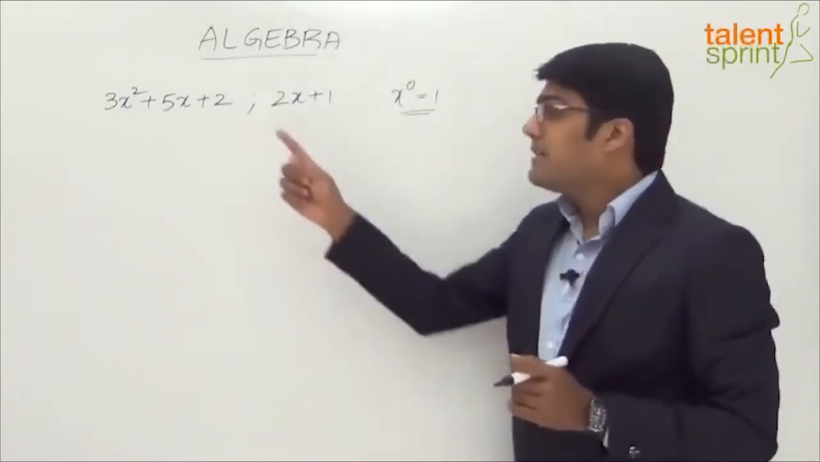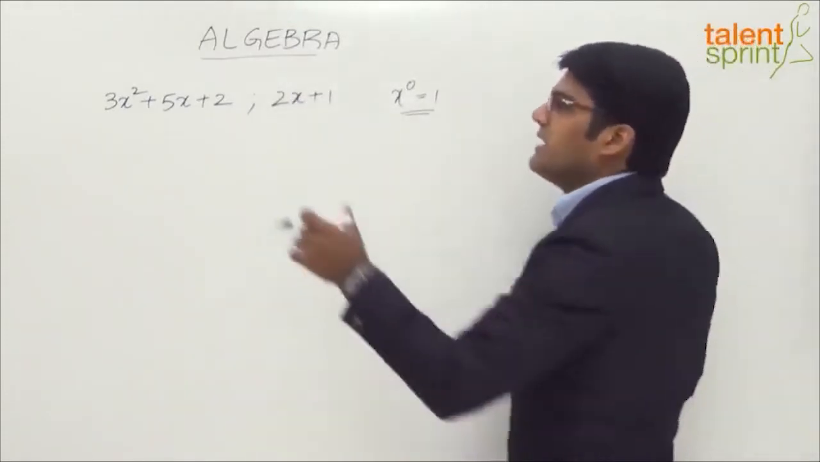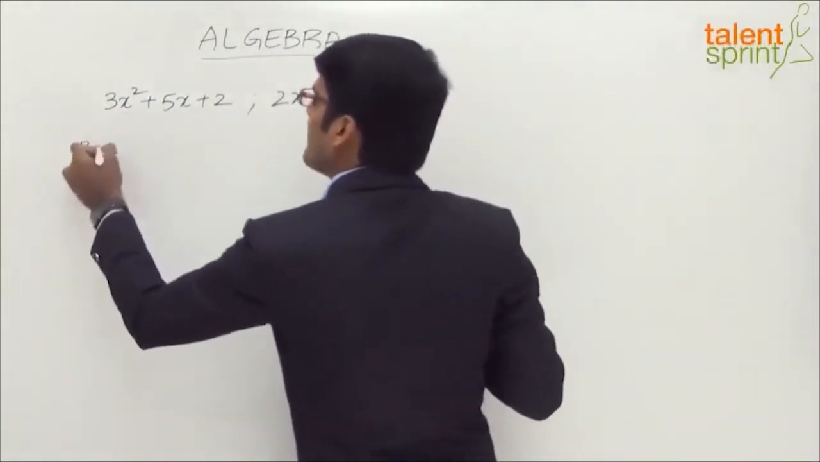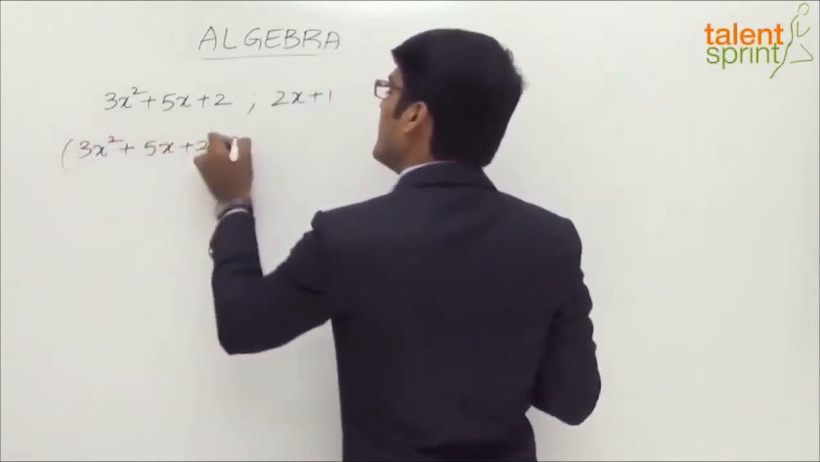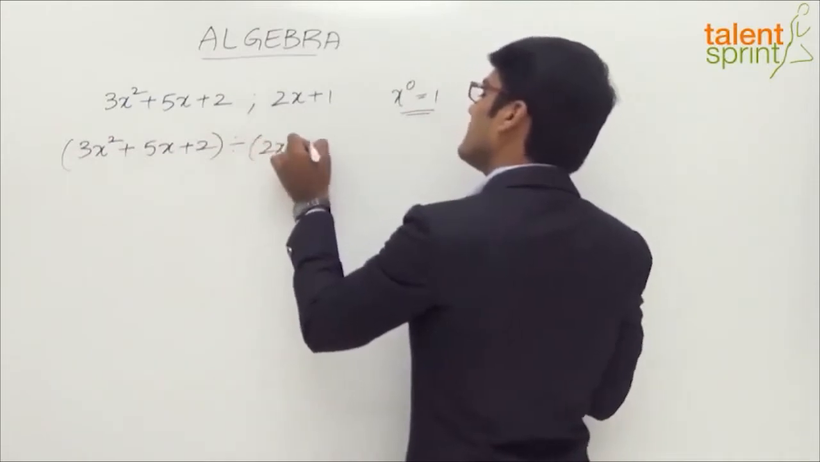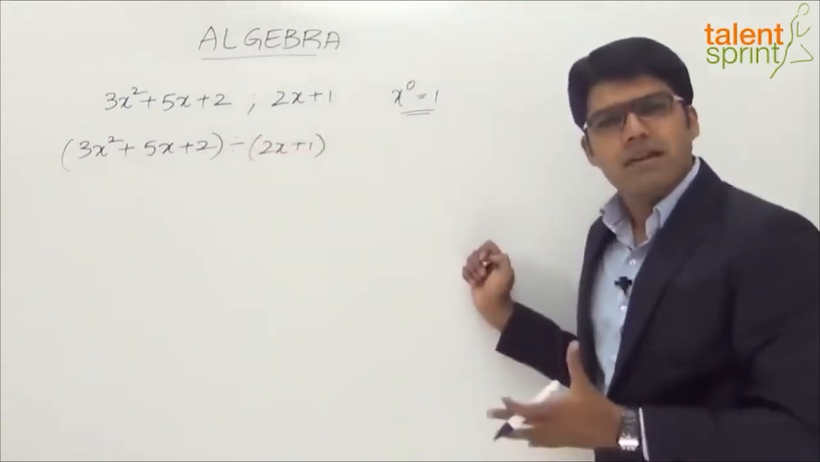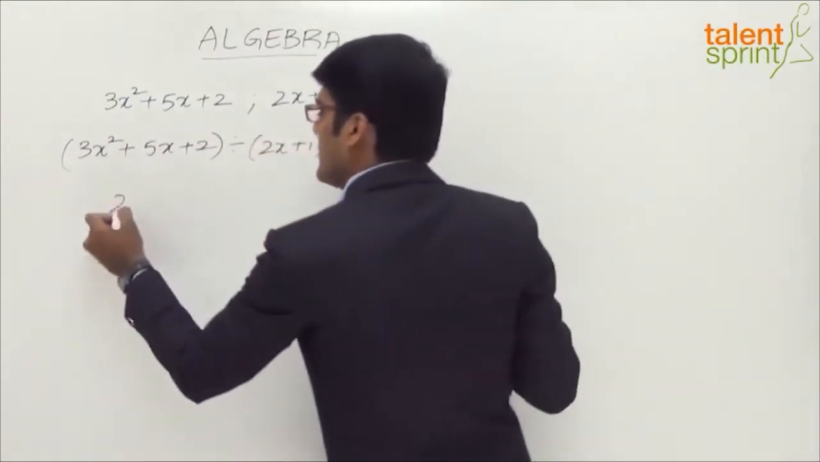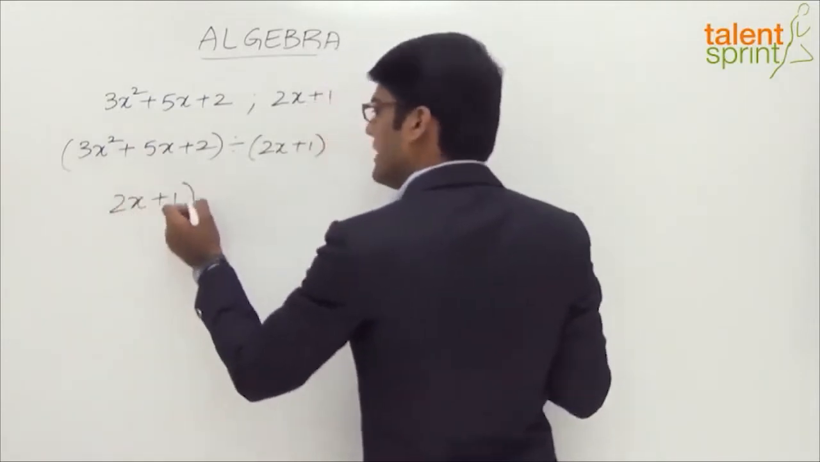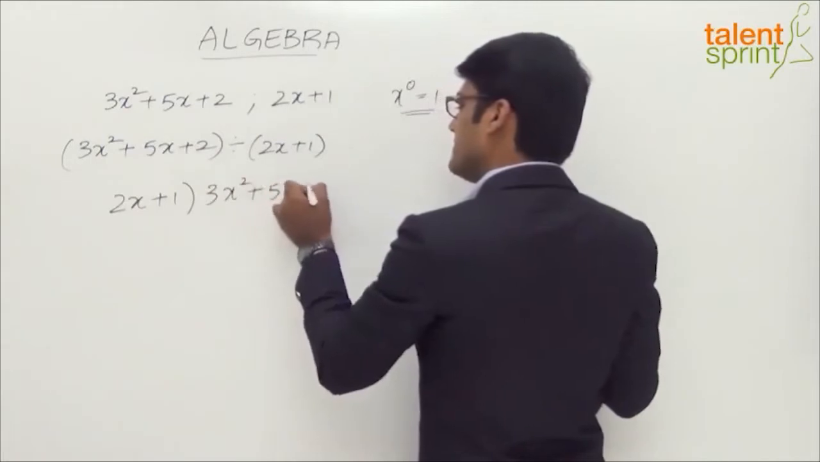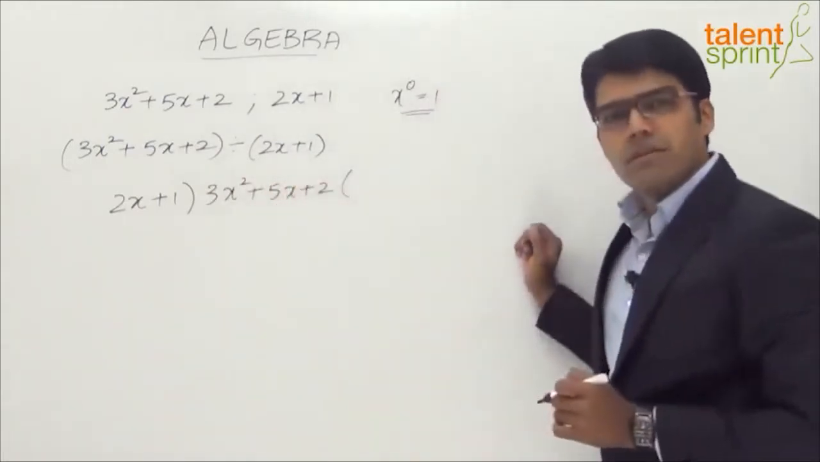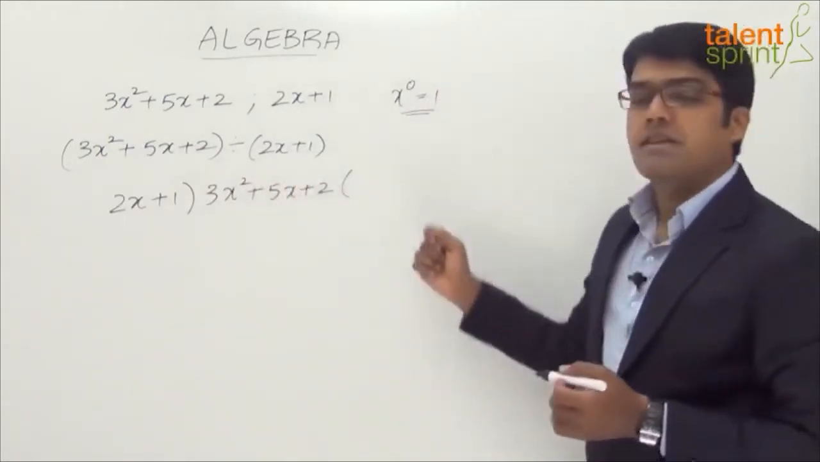So let's look at the division of these two polynomials, right? We'll divide 3x squared plus 5x plus 2 by 2x plus 1, right? So this is a regular division process. Let's see how it works. You take 2x plus 1 as the divisor and write 3x squared plus 5x plus 2 in place of dividend. Now, how do we proceed with the division here?